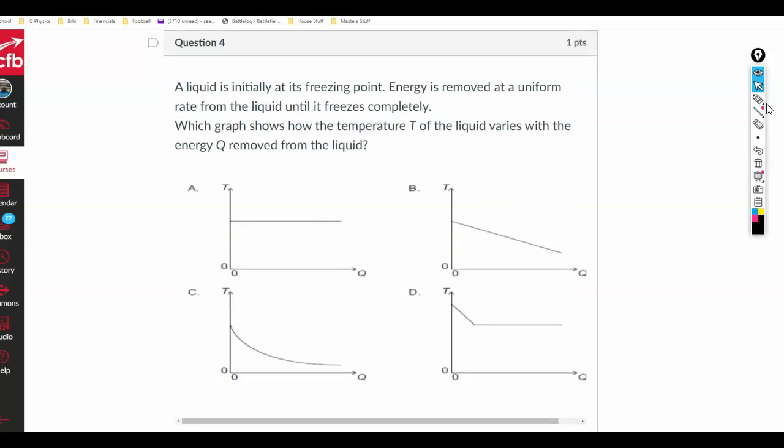Okay, well, if it's at its freezing point and we take away heat, there's not going to be a temperature change. Because normally, if you're trying to freeze a liquid, you have to get it to its freezing point, meaning you would have to temperature change it down to its freezing point. But the question says a liquid is initially at its freezing point. That means when you remove heat, the first thing that happens is the phase change. And during a phase change, there is no change in temperature. We talked about that in the notes. And so the correct answer should just be A. The temperature is going to remain constant while the phase change is happening. Okay, so that's question 4.